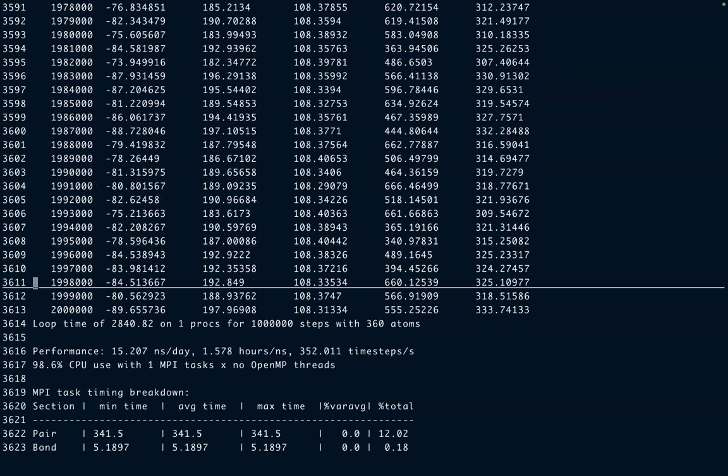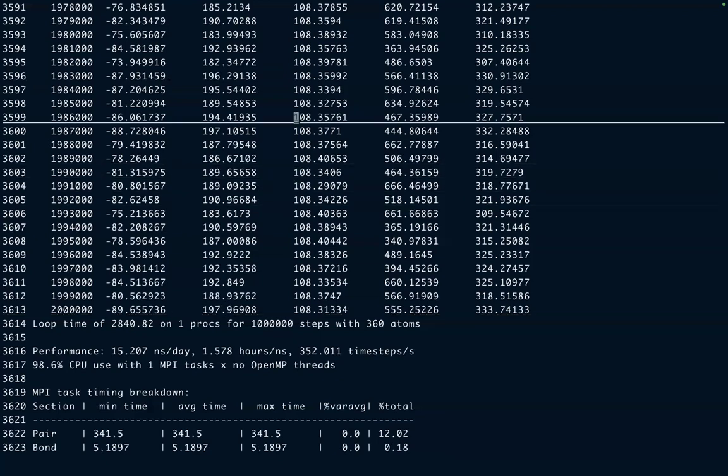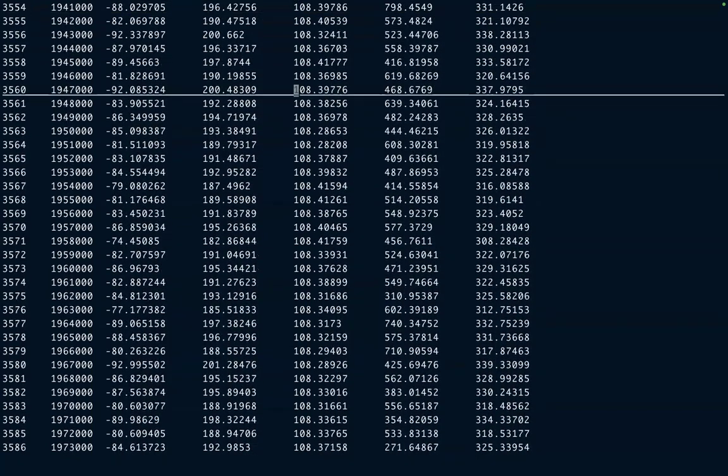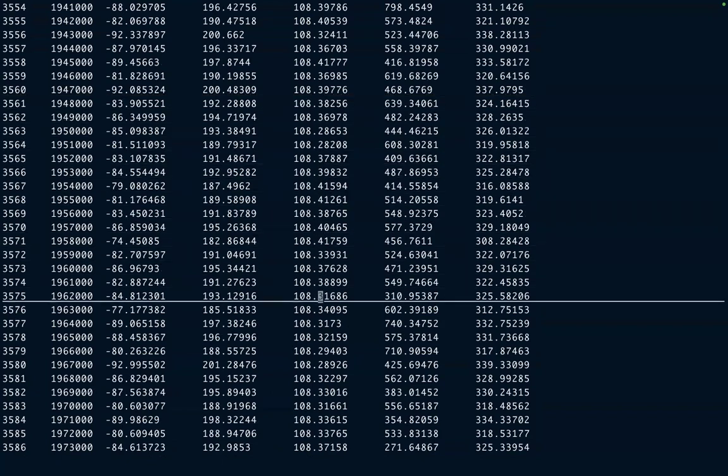Note that we have run this for quite a long time. As you can see, these are roughly 2 times 10 to the 6 steps. And what you see here is the potential energy, the kinetic energy, which has to be positive, and the total energy. Notice that the total energy is extremely stable, and the variation only happens in the 4th digit. That is the digit after the decimal.